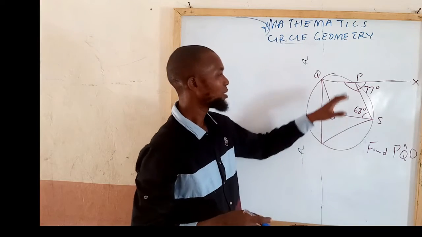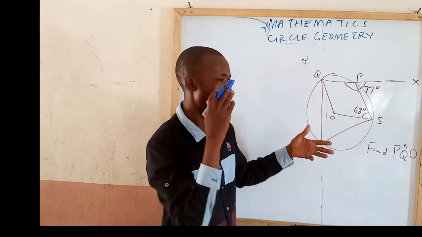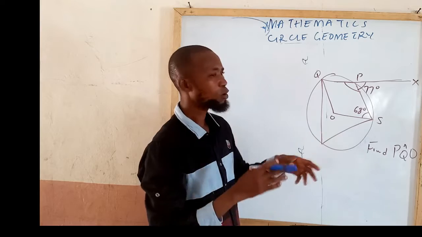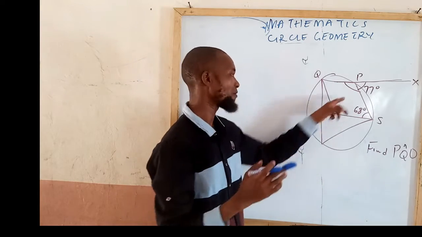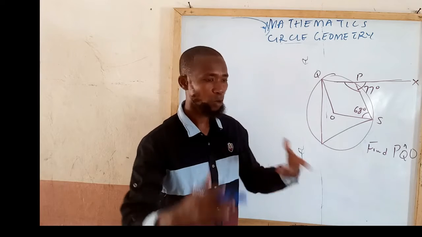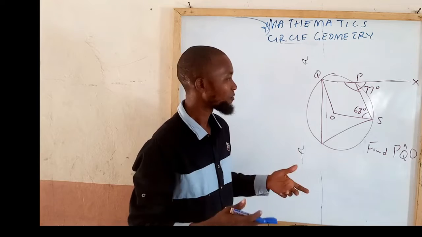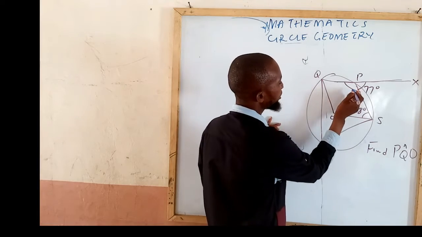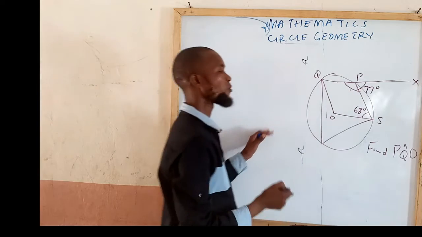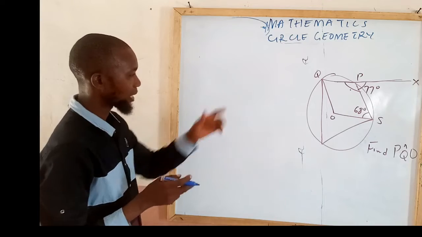Remember, whenever a straight line is divided, the addition of all the angles on that straight line will give the value of 180 degrees. That is the property which states that the sum of angles on a straight line is 180 degrees. So the combination of this angle and this angle gives 180. That is where we can start our solution.